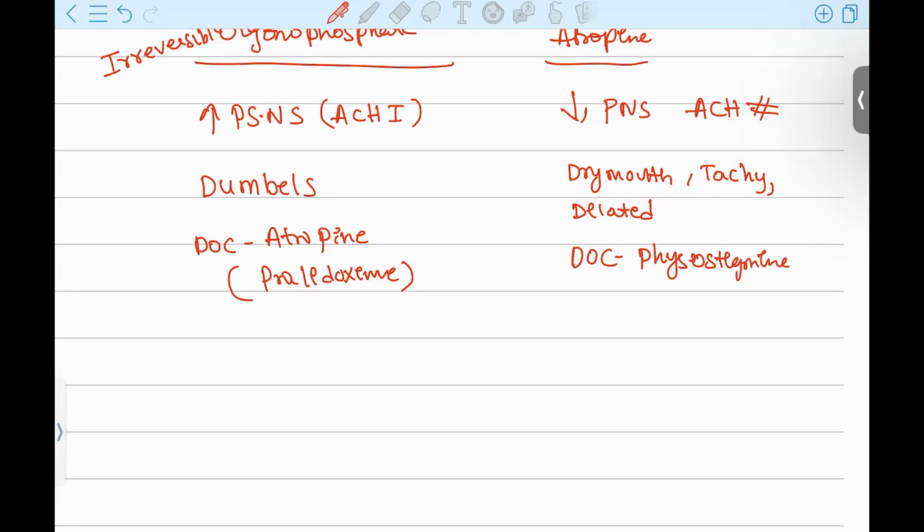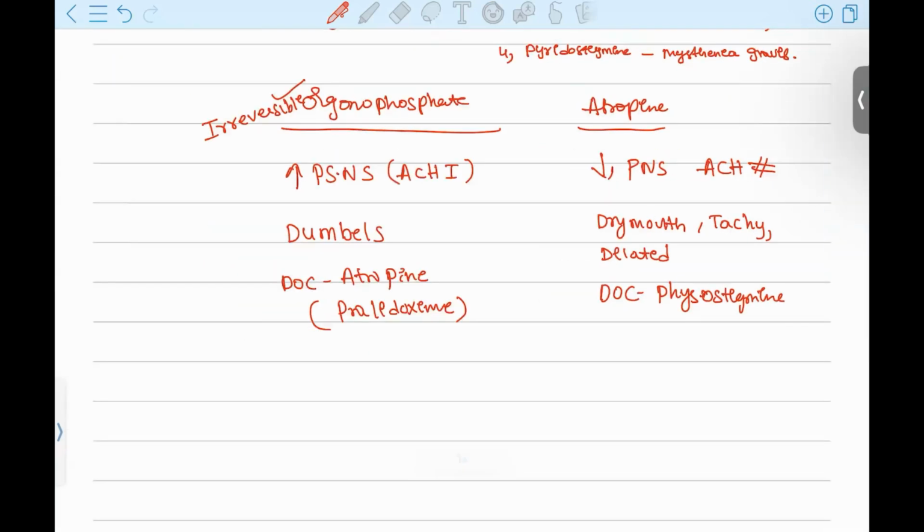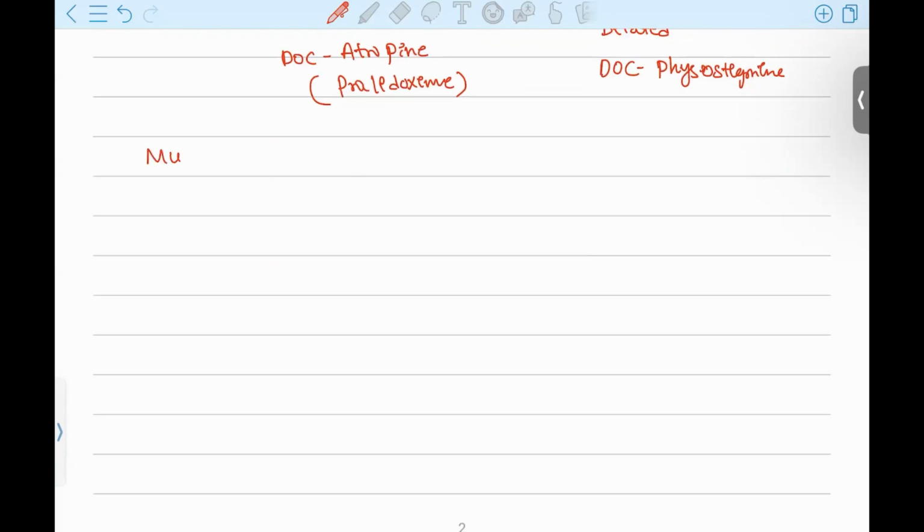All right, this is how the atropine and the organophosphate poisoning will be changed. Next, moving on to the alpha agonist and also other drugs and their drug of the choice. For that, we should also understand muscarinic antagonists. What we discussed a while ago, guys, was the muscarinic agonists, like your direct agonist and the indirect agonist.